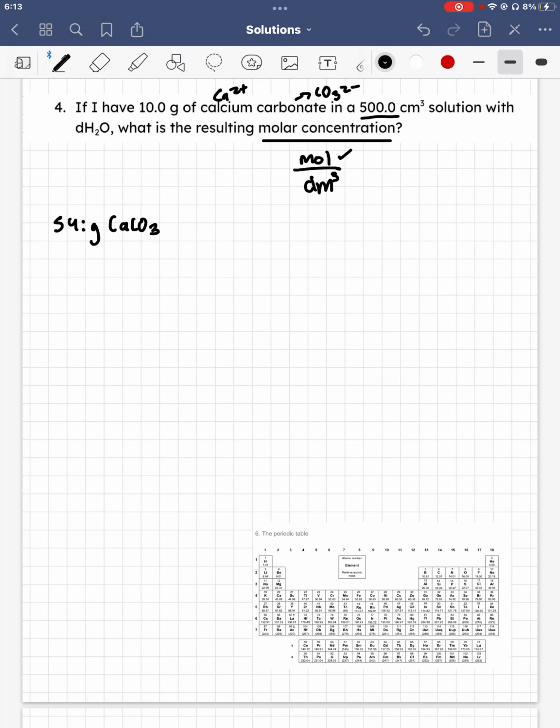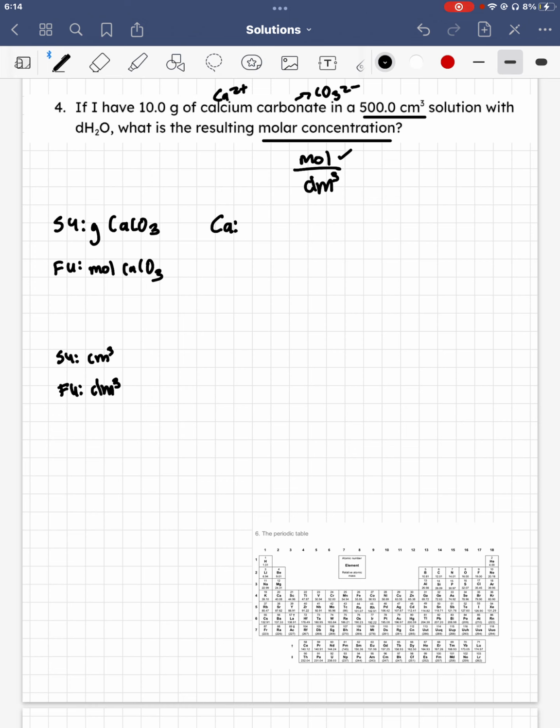And then I'll also have to convert separately cubic centimeters into decimeters. I'm going to have starting unit, final unit, moles of calcium carbonate, and then separately I'll have to convert centimeters cubed into decimeters cubed. All right, so let's start with this grams to moles conversion. The conversion factor for grams to moles is, of course, molar mass. So let's go ahead and calculate the molar mass.